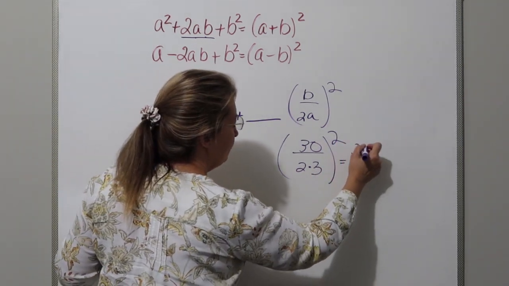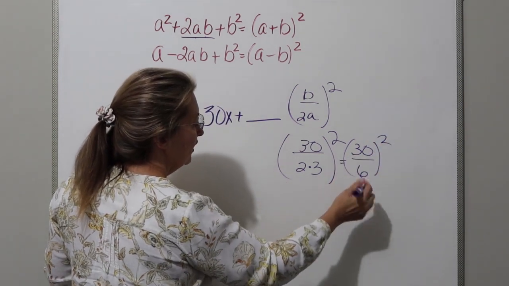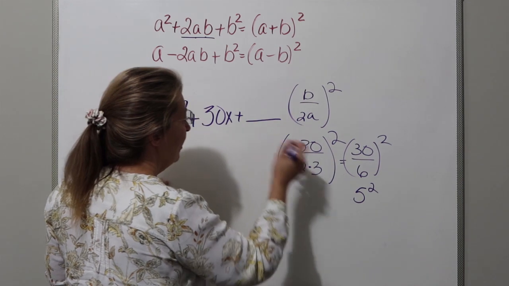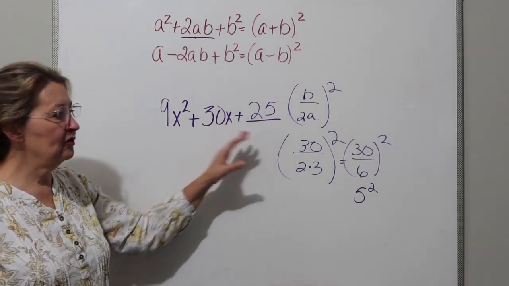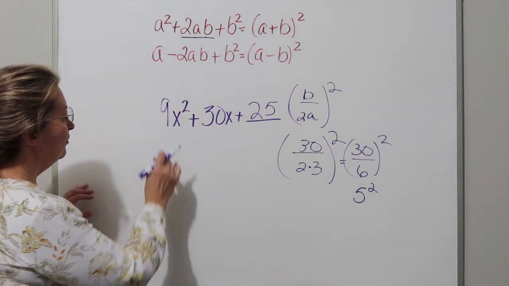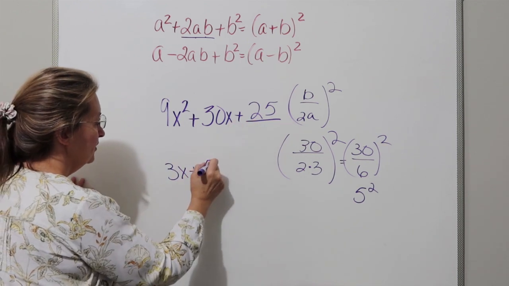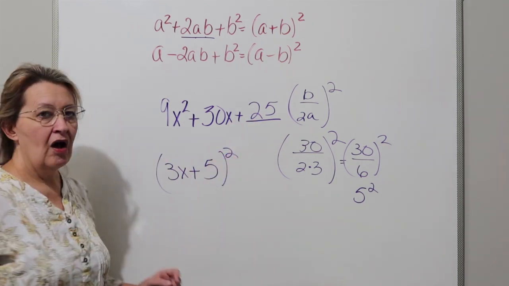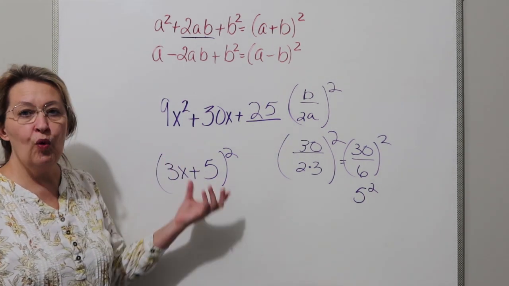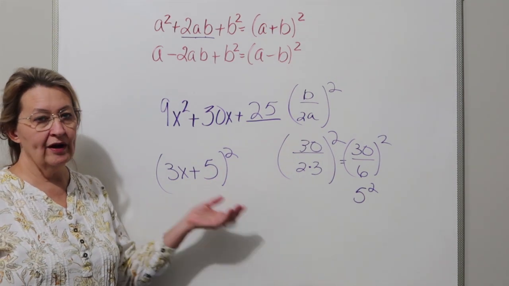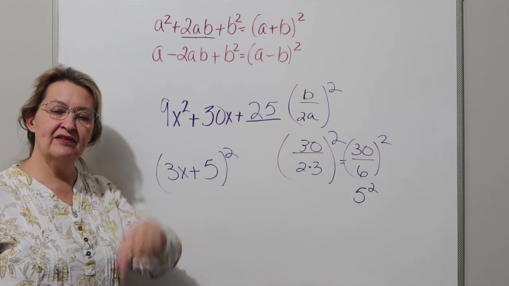What's 2 times 3? 6. So we've got 30 over 6 squared. 30 divided by 6 is 5. 5 squared is 25. Now, this is a perfect square trinomial, so if you need to write it in factored form, it's going to be the square root of this, 3x, plus the square root of that, 5, all squared. Now in the next video, I'm going to show you how to solve an equation by completing the square. It's a little bit more complicated than this, but this is the basis of it. So I'll see you in the next video.